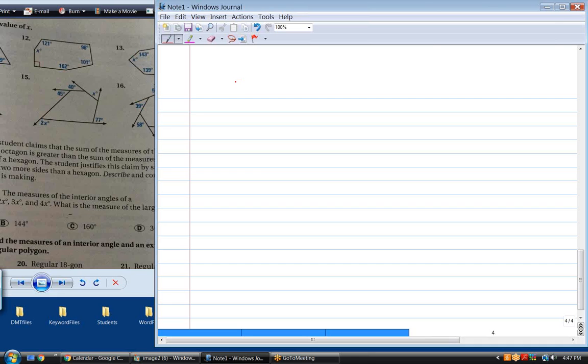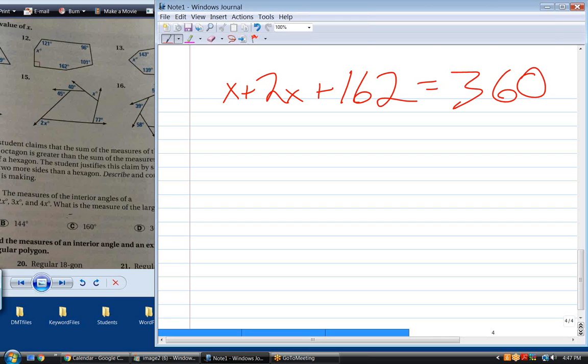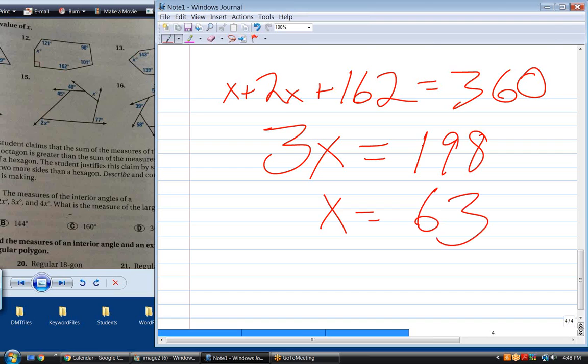Okay, let's start from the beginning, because when you jump in the middle, I'm not sure what you've done. So starting with x plus 2x plus, what was the sum of those 3? 162? Yeah. That has to equal 360. That's what I mean by start at the beginning. And then you jump to the end, which is okay. So what is this? 198. So x equals 63. Yeah. And that looks right also.